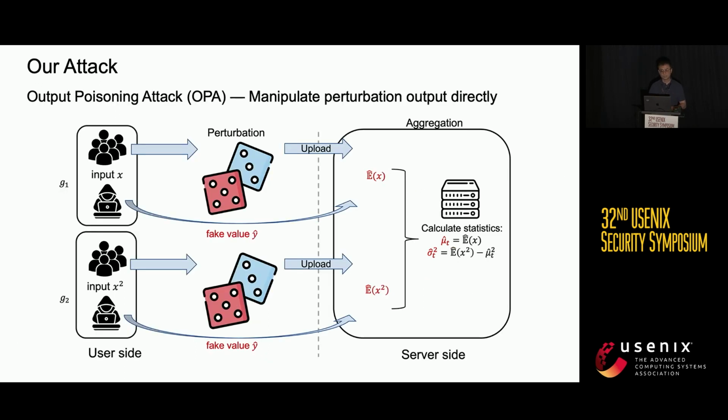The second one is the output poisoning attack. We call it OPA. It allows the attacker to manipulate the perturbation output domain. We allow the attacker to leverage the characteristics of LDP to affect the estimation result. I actually skip a lot of details here about how to create those fake values, so please read our paper for all these details.